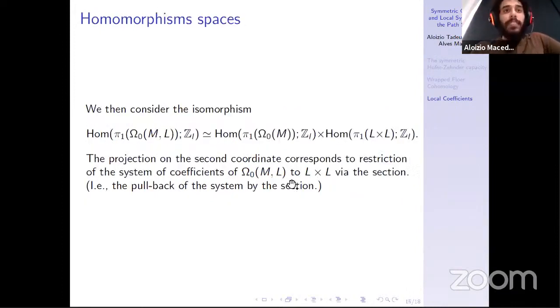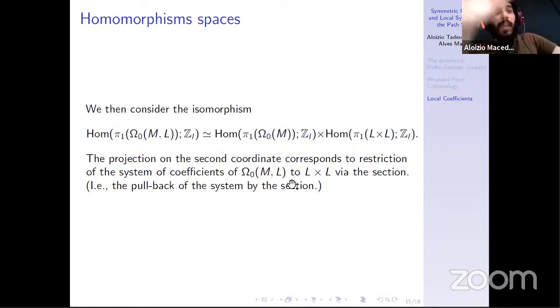So we can now consider the isomorphism between the space of homomorphisms, and now I'm taking G to be ℤ/ℓ. We can consider G to be ℤ/ℓ if we consider coefficients to be ℂ, for example. Then ℤ/ℓ lives inside the automorphisms of ℂ. Yes, okay.